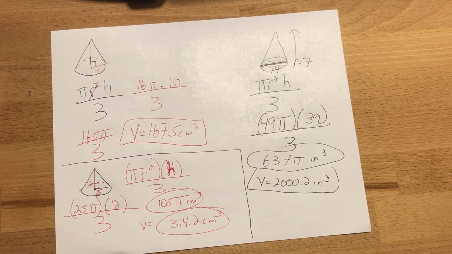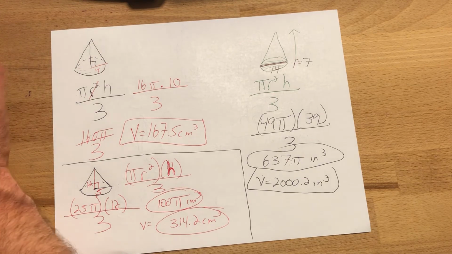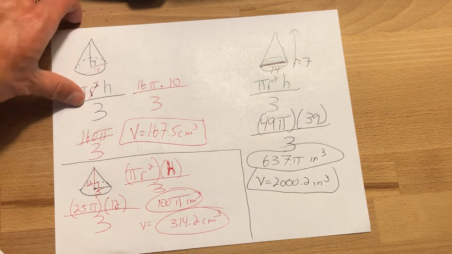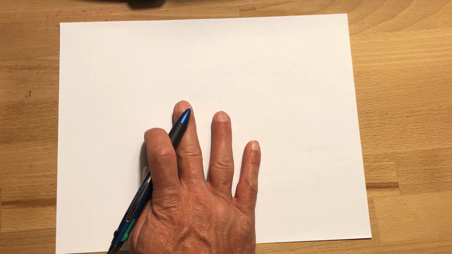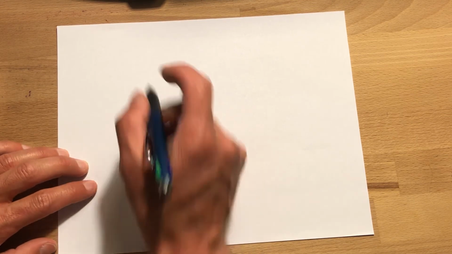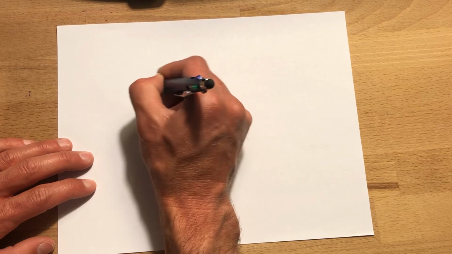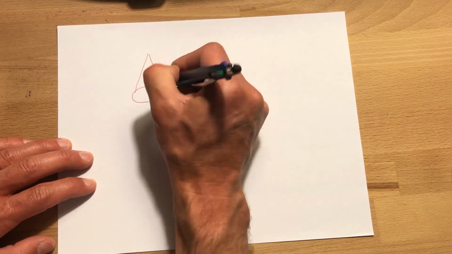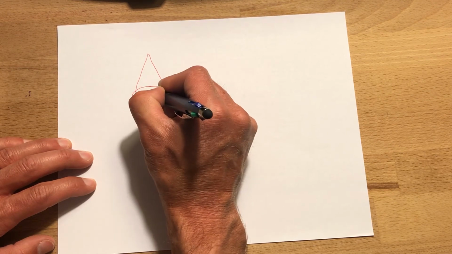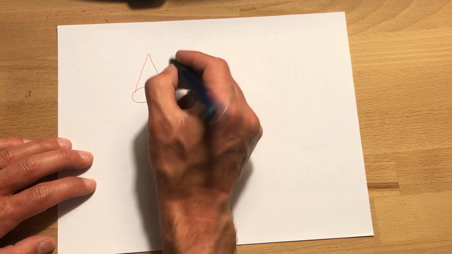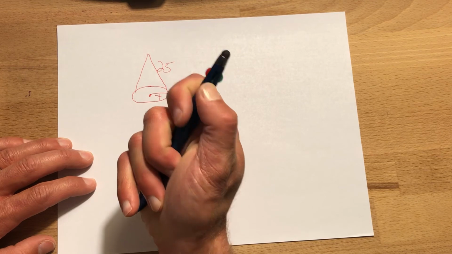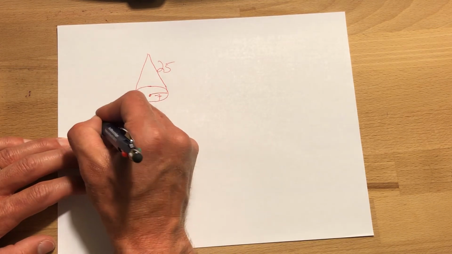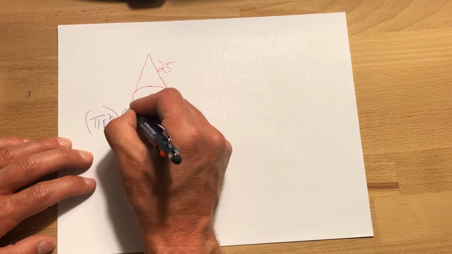Okay, now I believe we have one more example question. I don't want you to read the notes on this. What I want you to do is look at this right here, and I'm going to draw this straight up and down. My radius is 7, but this is what they do. They tell you that the slanted height is 25.